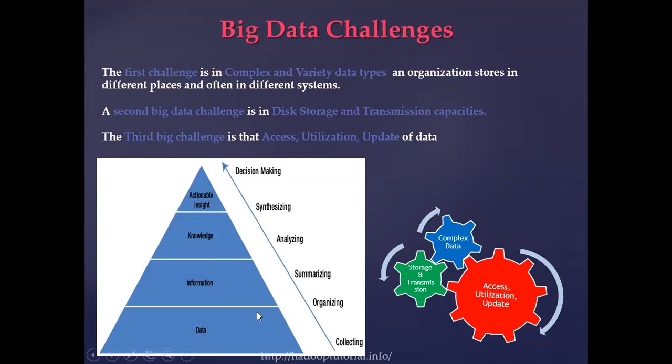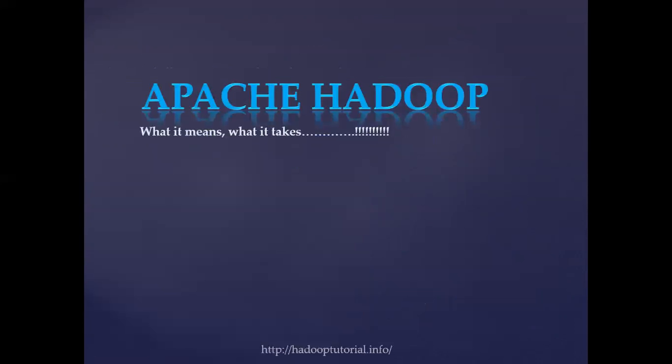These are the typical operations that get involved in any data processing: collection, organizing, summarizing, analyzing, and finally decision making. So how does Apache Hadoop help in all these operations? We will see what Hadoop is.